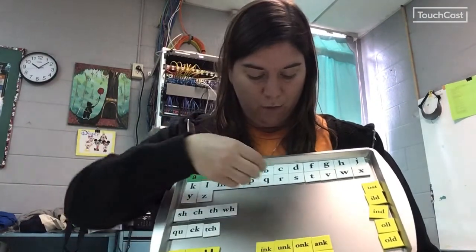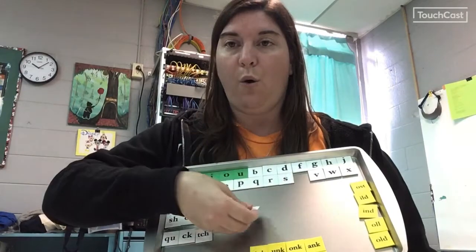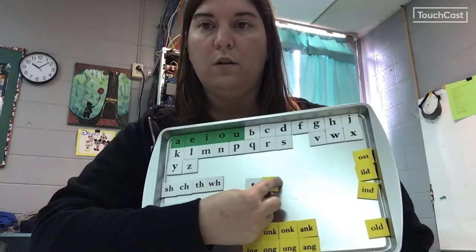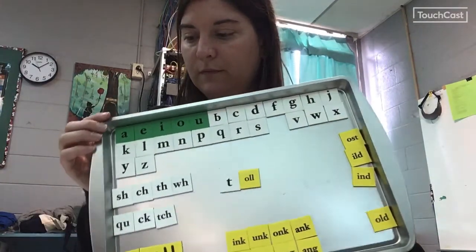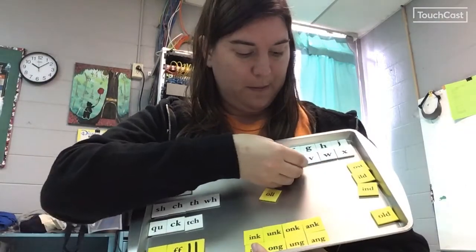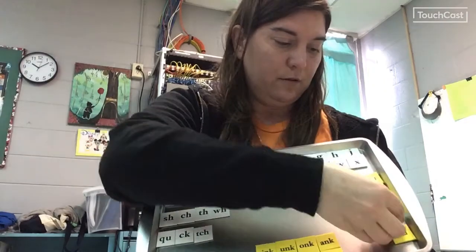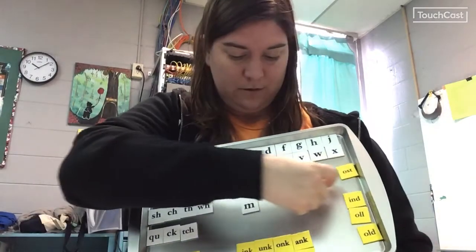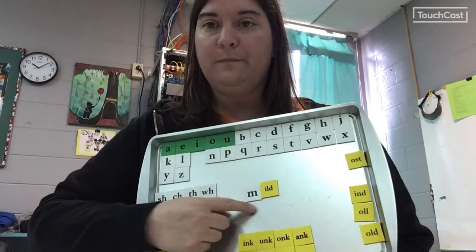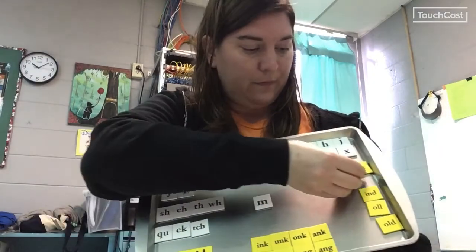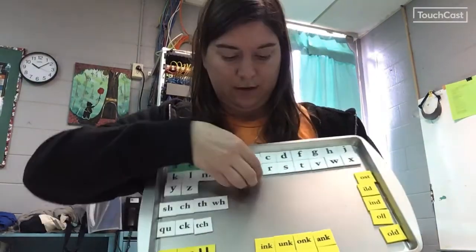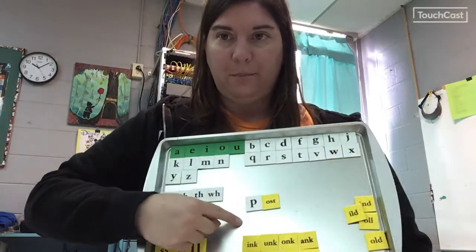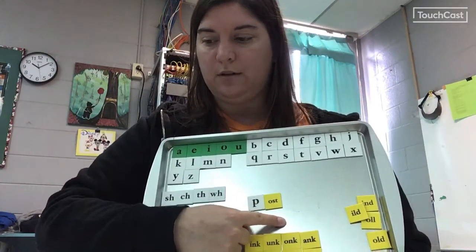All right, our third word is toll. T, o, l, toll. Our next word is mild. I almost said mind again. We already did that one. Mild. And one more, we have post. So we're going to get P for P. And we're going to get ost. Ost. Post. Great job, everybody.